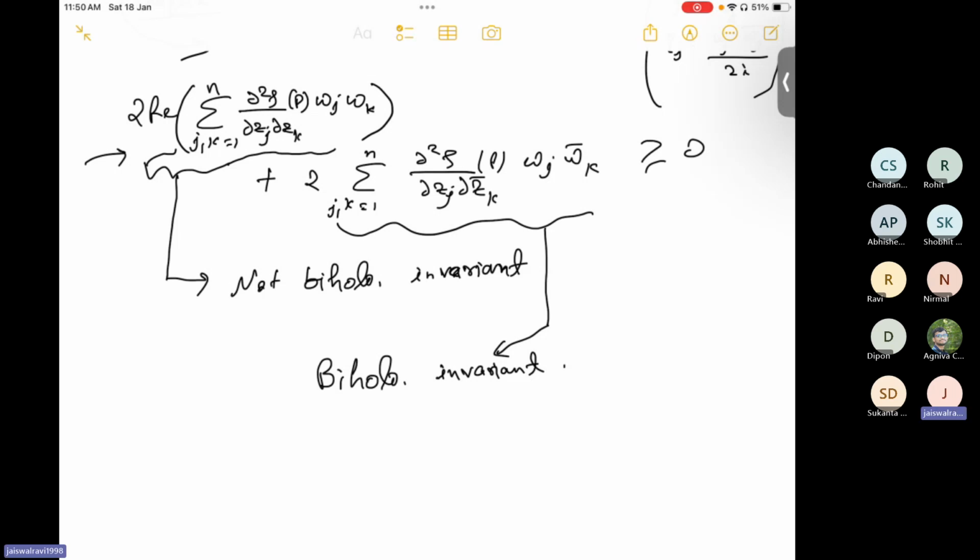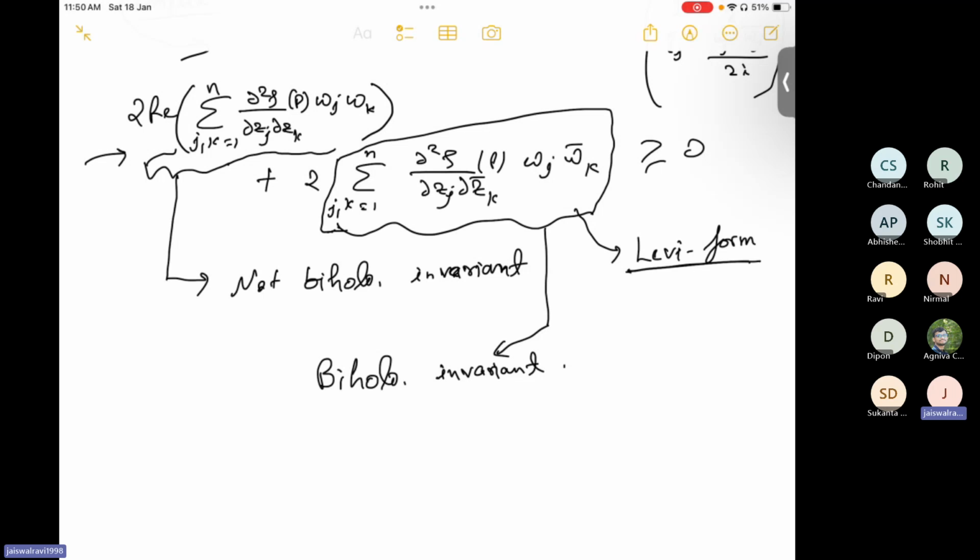So we'll consider this part of the Hessian. This we call the complex Hessian. So this is basically the Levi form. This was first introduced by Levi in 1910. That's why it's called the Levi form. And this form is nice because it is biholomorphic invariant. And that's what we want.